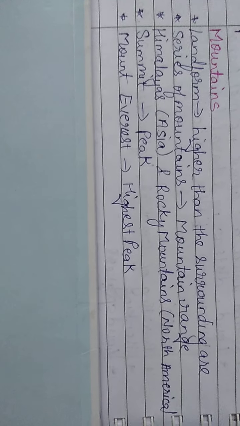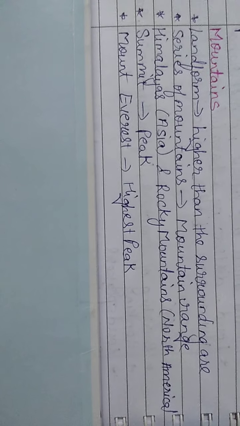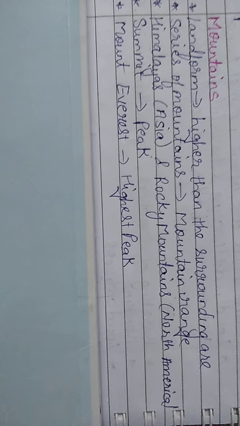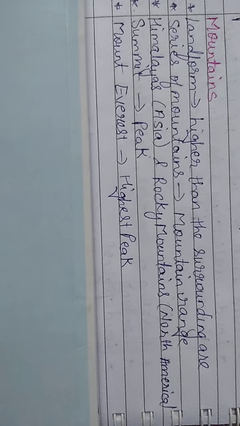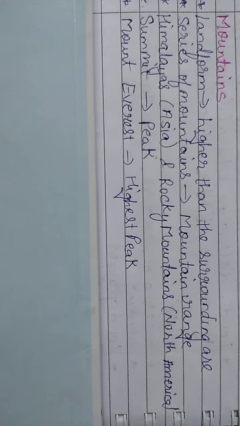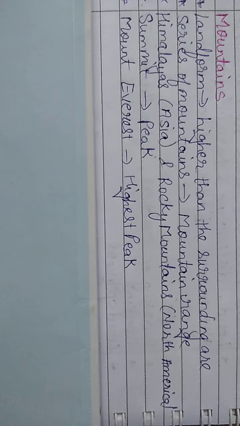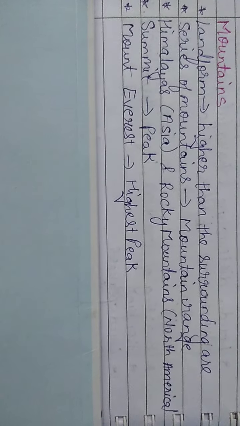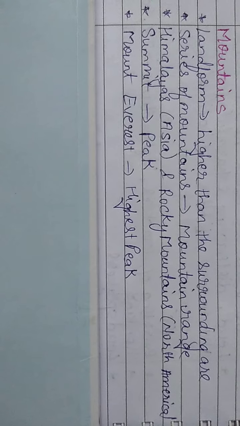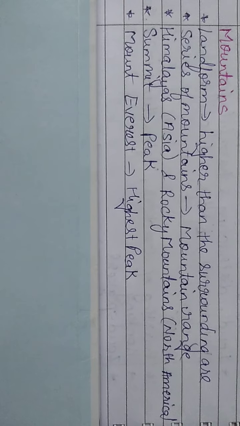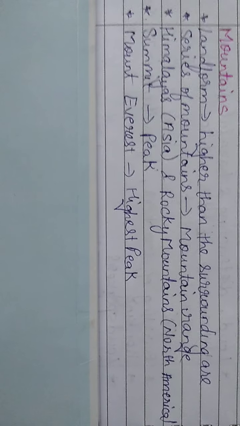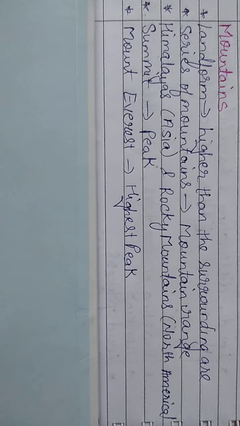If you have seen a mountain range, if you have seen the Himalayas in videos, you have seen it is arranged in a series, one after the other. In series means one after the other. You'll see many mountains of different sizes arranged one after the other. Such mountains which are arranged in a series, in a line, are called a mountain range. A series of mountains arranged in a line is called a mountain range.